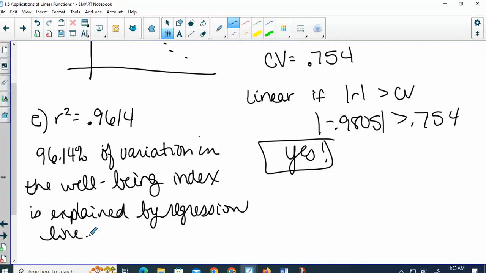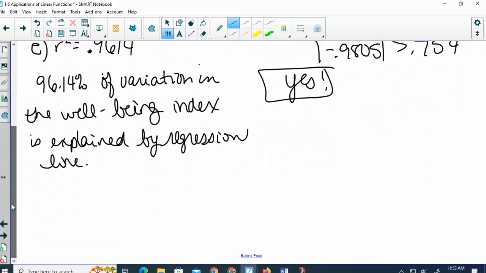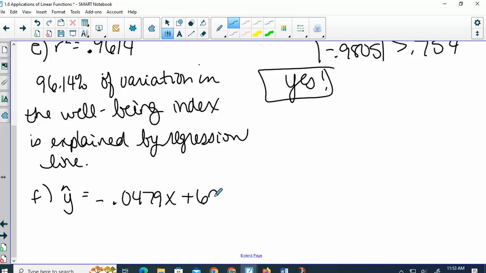Then I asked for the regression line on the calculator, which is the same screen that you've been staring at for r and r squared. So that was negative 0.0479x plus 69.0296. Interpret the slope and y-intercept.